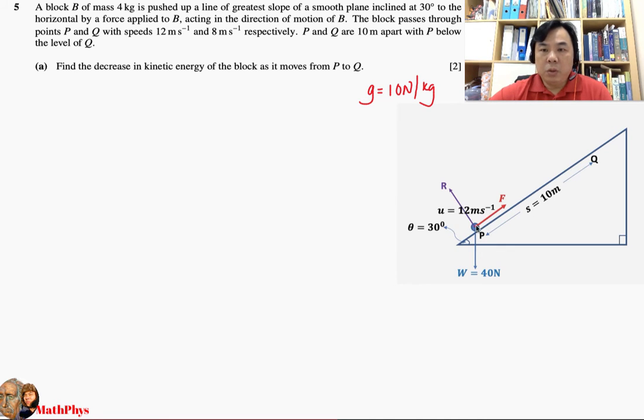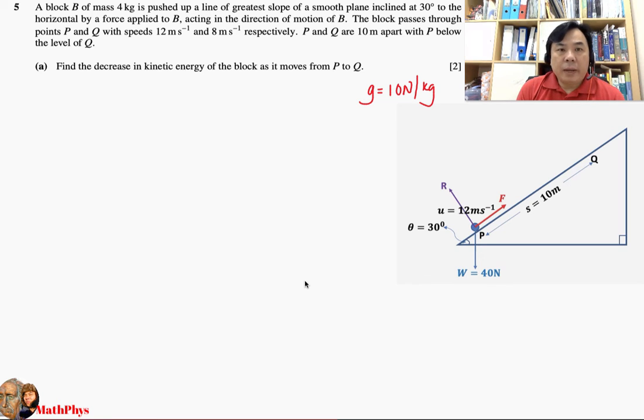As it passes through the point P, it has a speed of 12 meter per second. As it passes through point Q, it has a speed of 8 meter per second. Now we know that because there must be a loss in kinetic energy, this loss in kinetic energy is compensated by the gain in gravitational potential energy.